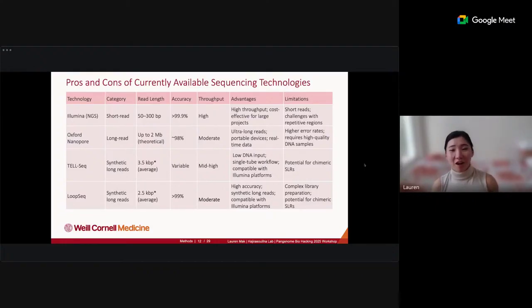But in general, across all these technologies, whether it's Illumina or Nanopore or TelSeq or LoopSeq, the trade-off is generally between read length and read accuracy, what the throughput of the technology is, overall coverage, and the read error rate. One thing I didn't mention here is the cost. The Oxford Nanopore datasets definitely cost us a lot more money than the short read ones.